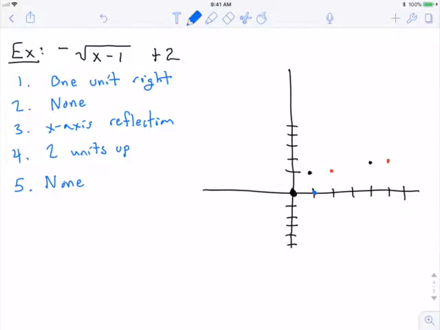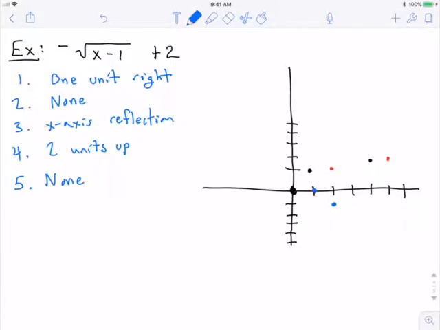So 1, 0 stays the same. 2, 1 becomes 2, negative 1. And 5, 2 becomes 5, negative 2. And we've done our x-axis reflection. And again, we finish by shifting it 2 units up. So the blue points all move up by 2. And now we can draw the graph.